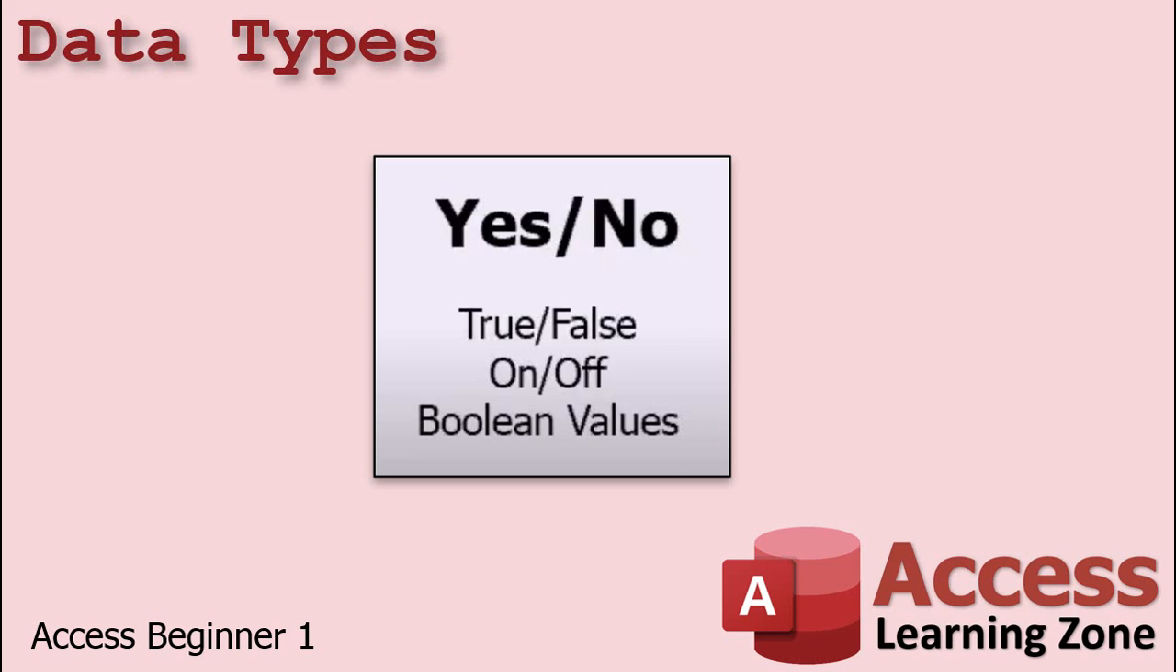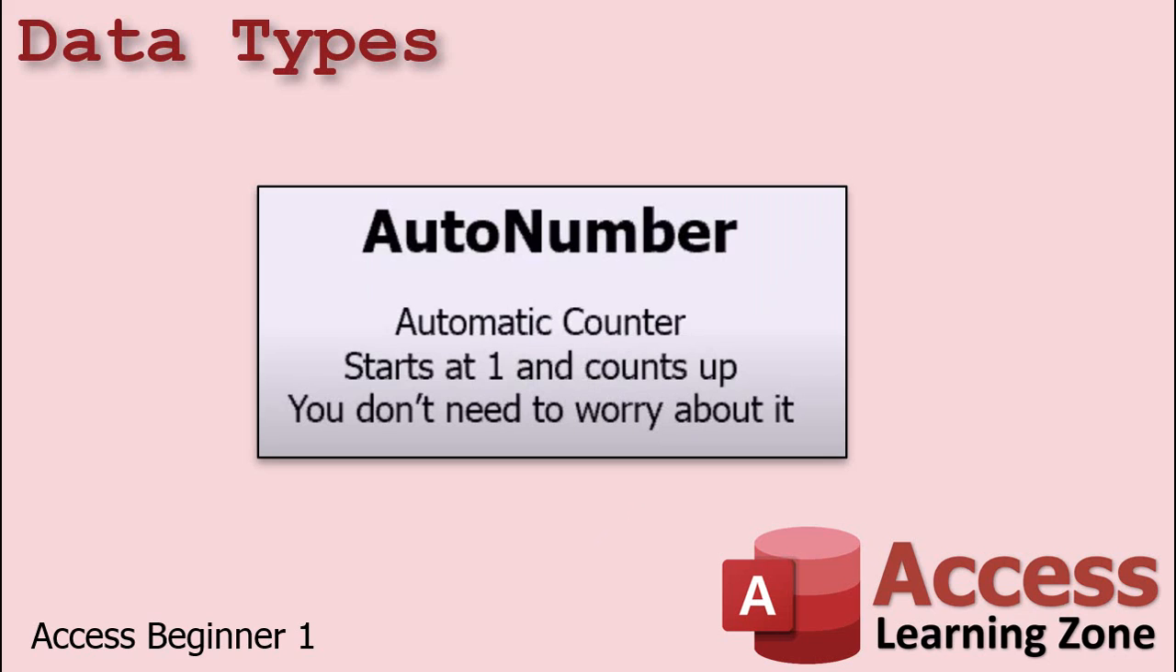Yes or no. Next, we have a very important data type called AutoNumber. I make sure there's an AutoNumber in pretty much every table that I build. AutoNumbers are going to start at 1, and then every time you add another record, it's going to increment that number. So each record has a unique identifier. Customer 1, customer 2, customer 3. No one's got the same AutoNumber.